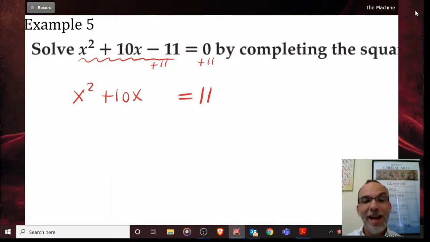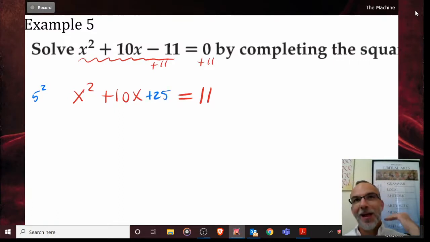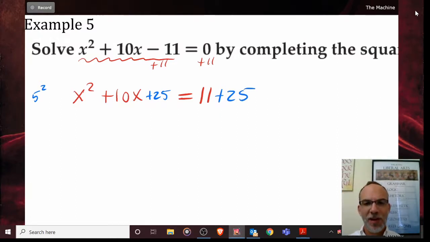Okay? Now, complete the square. My coefficient on x squared is 1. What's half of 10? That would be 5. What's 5 squared? That would be 25. So plus 25 on the left, plus 25 on the right. Whatever you do to one side of the equation, you have to do to the entire other side.